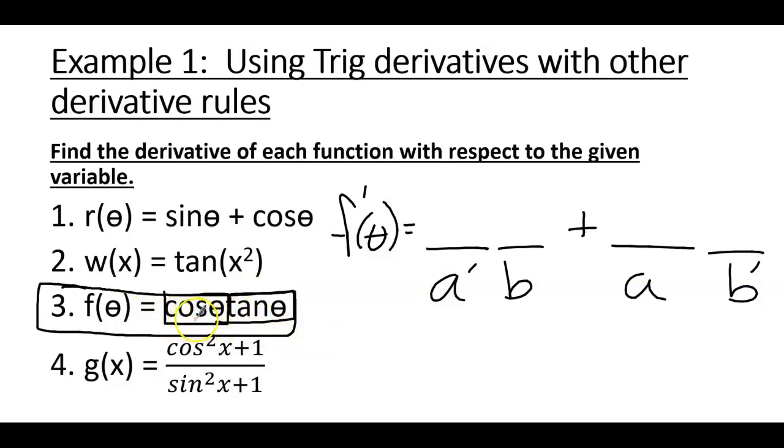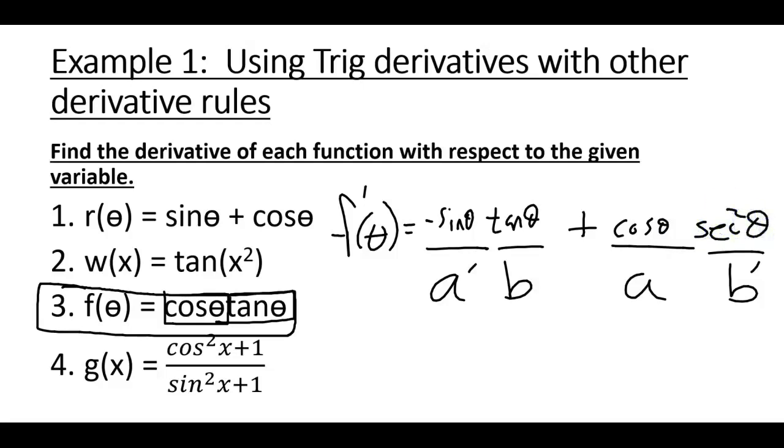So what's the derivative of my A? Well, the derivative of cosine is negative sine. And then we're going to put B. Then we have A. And then we have the derivative of tangent, which is secant squared theta.